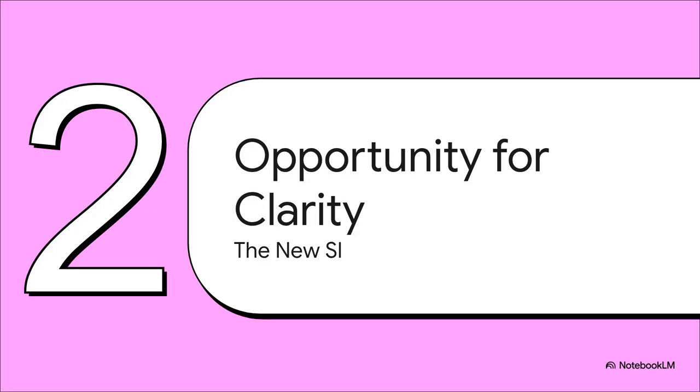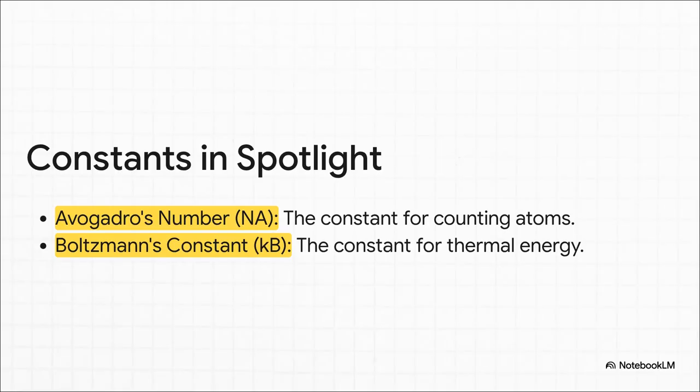But here's the really cool part. There was a recent, huge change in how we define our fundamental units, the International System of Units, or SI. And this change has given us a golden opportunity. It's a real chance to finally bring some much-needed clarity to this hidden language. And it all comes down to two of the most famous constants out there. First, you've got Avogadro's number. We all remember that one from school. It's the go-to for counting just enormous amounts of atoms and molecules. And then you have Boltzmann's constant, which is the bridge that connects temperature to thermal energy.